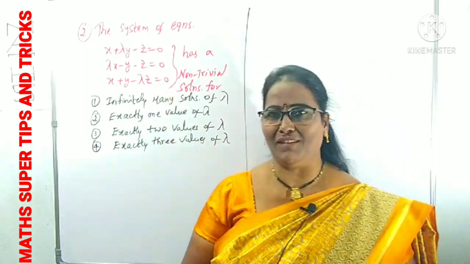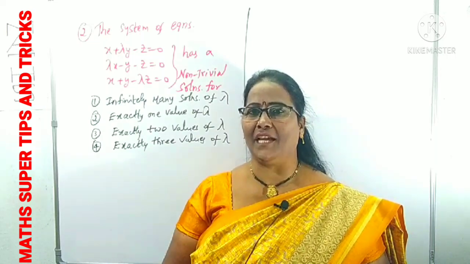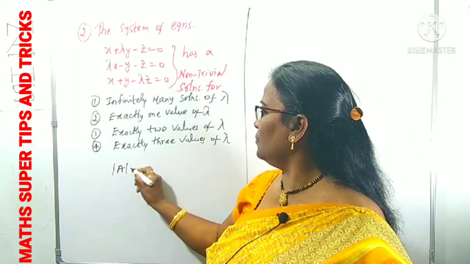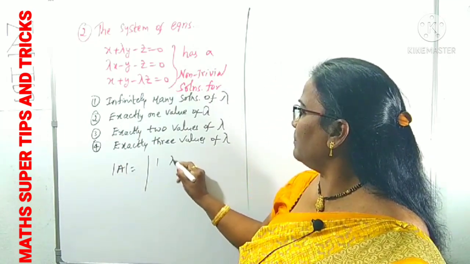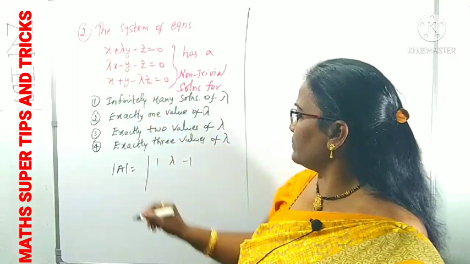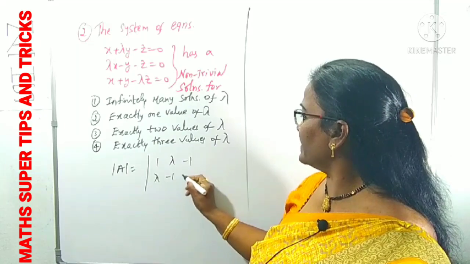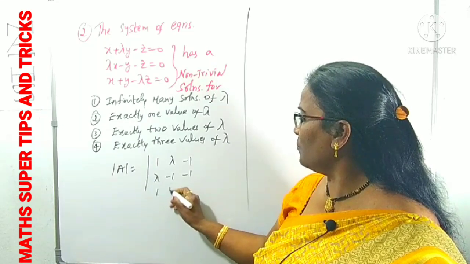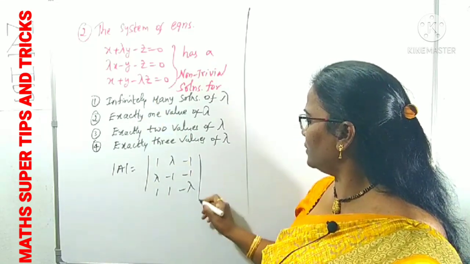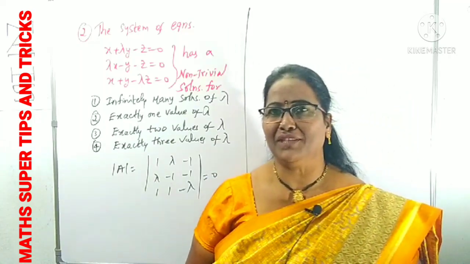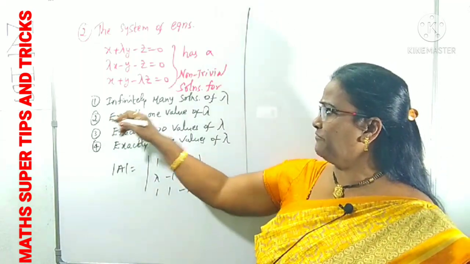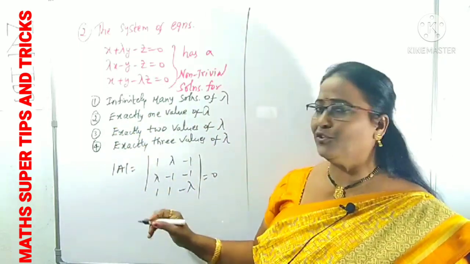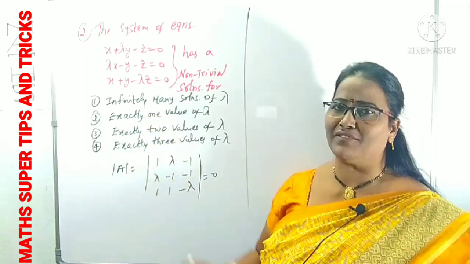What is the condition for non-trivial solutions? Exactly det A equals 0. Det A equal to 0 you have to take. That is det of 1, lambda, minus 1; 1, lambda, minus 1; lambda, minus 1, minus 1 as the first row; second row, third row 1, 1, minus lambda equals 0. From this we can find out lambda values. He is asking for infinitely many values of lambda, maybe exactly one value, maybe two values, three values. Only after finding can we recognize which is the correct one.